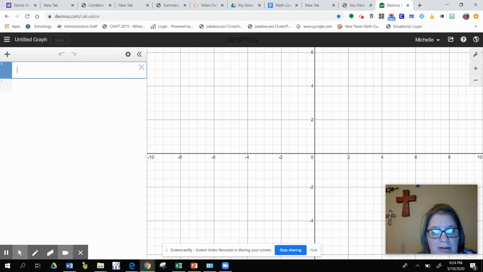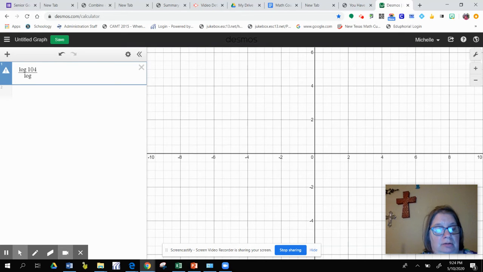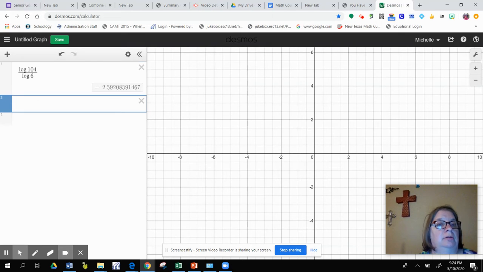Okay, we had log 104 divided by log 6. And there's our answer, 2.592089. And whatever your Pearson assignment will tell you to round it to a certain one. But what did we do? We logged both sides, and then we divided to get the x by itself.